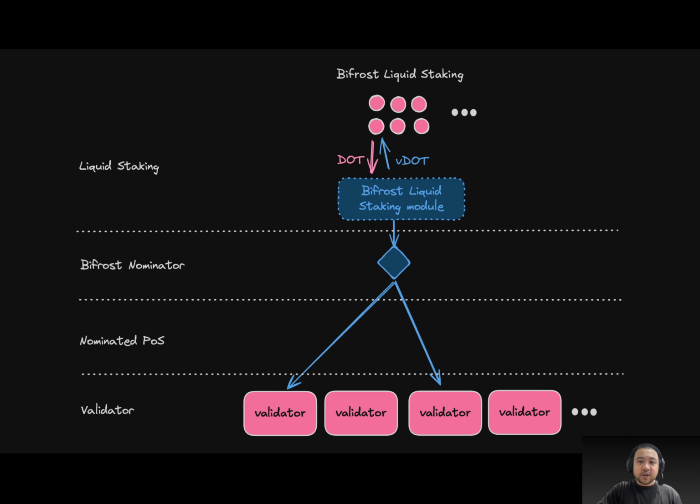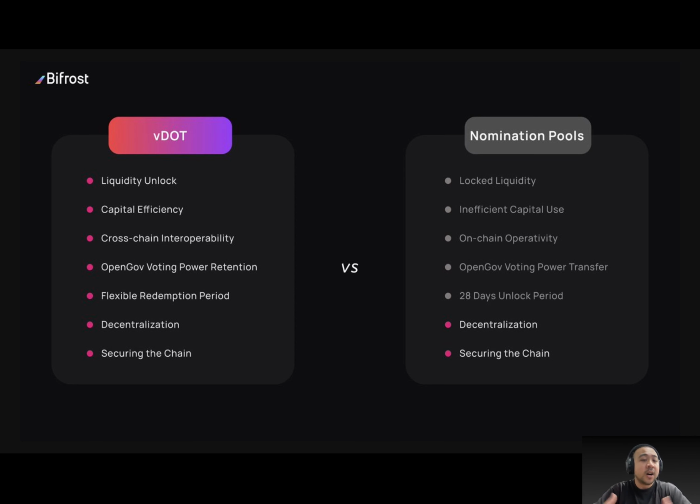You can cross chain as well, so you can go between different chains within the Polkadot ecosystem. You don't get stuck in one. And for Bifrost, we actually go to different ecosystems as well beyond Polkadot. You of course retain OpenGov voting power retention, right? We have a module that allows you to vote with your VDOT, right? Voting power retention. Flexible redemption period.